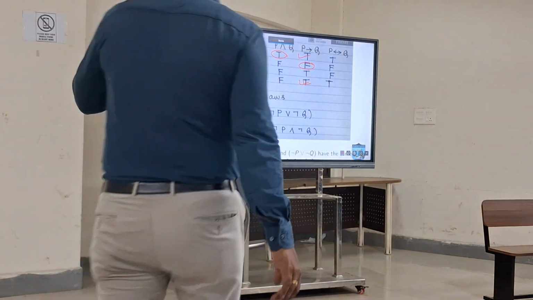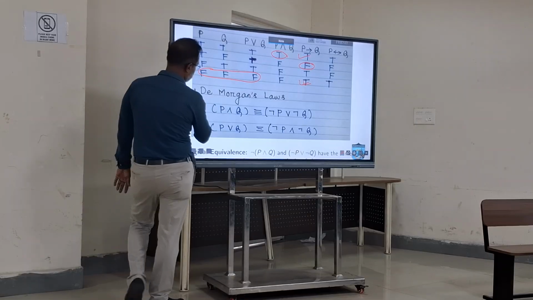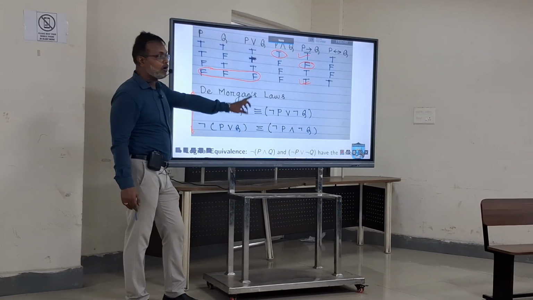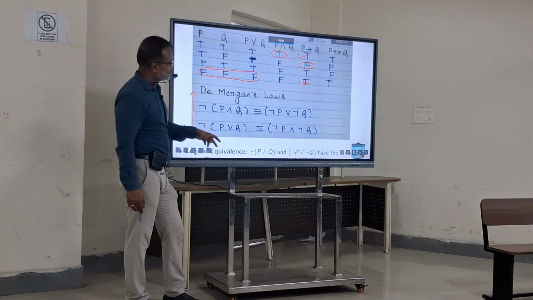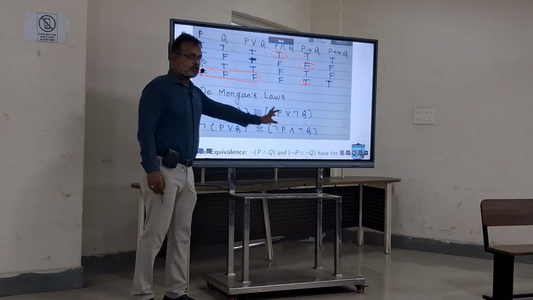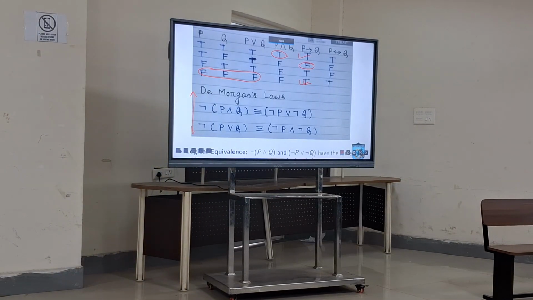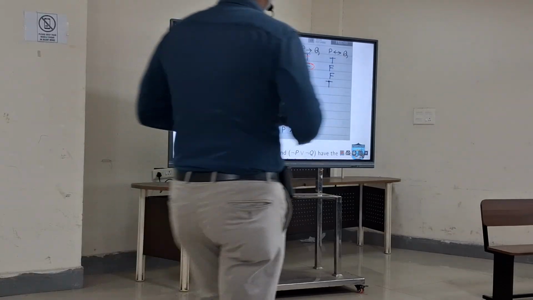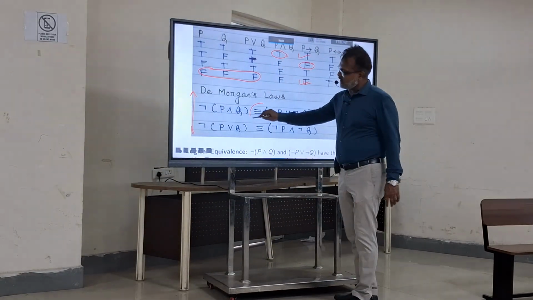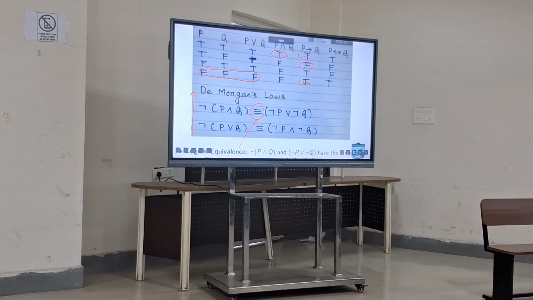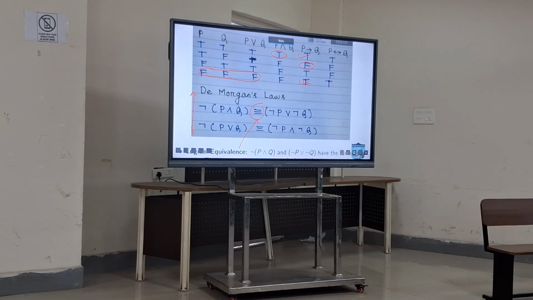In detail, De Morgan's laws for logic. Not of P and Q is equal to not of P or not of Q. Not of P or Q is equal to not of P and not of Q. Tomorrow in the exam, I won't ask you to solve very complicated propositions, but you might be asked to mention all this. Truth tables might be asked. De Morgan's laws. And this symbol is known as logical equivalence.